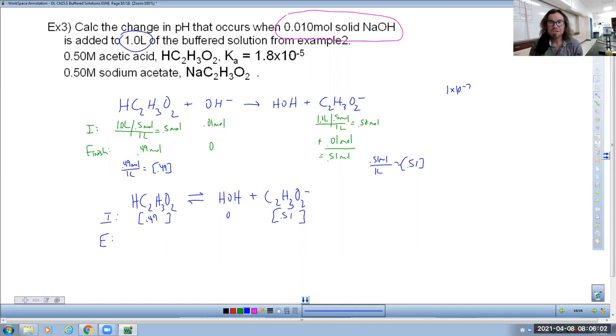Okay, now let's proceed to equilibrium. 0.49 minus X, X, 0.51 plus X. Mr. Purser, do we need to put the brackets around that every single time? It's kind of cumbersome. For my chapter test, no. On the AP test, I wouldn't take any chances.